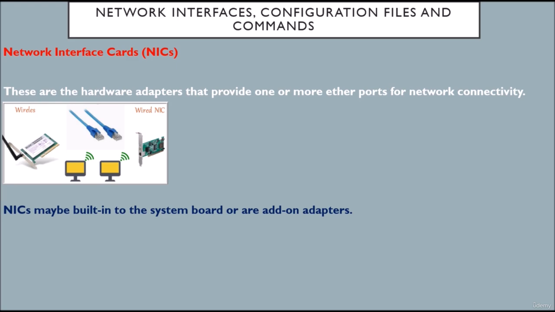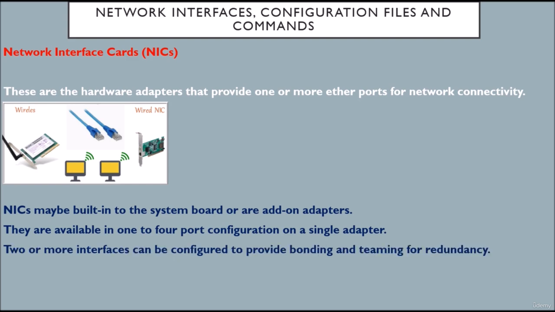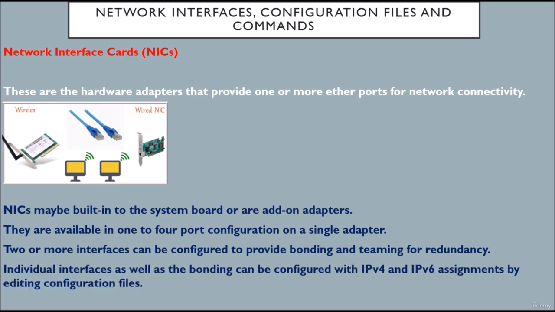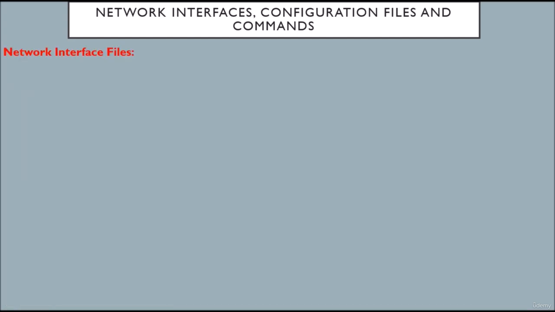NICs may be built in to the system board or are add-on adapters. They are available in 1 to 4 port configurations on a single adapter. Two or more interfaces can be configured to provide bonding and teaming for redundancy. Individual interfaces as well as the bonding can be configured with IPv4 and IPv6 assignments by editing configuration files. In virtual environments, virtual interfaces are used and configured by editing these files.